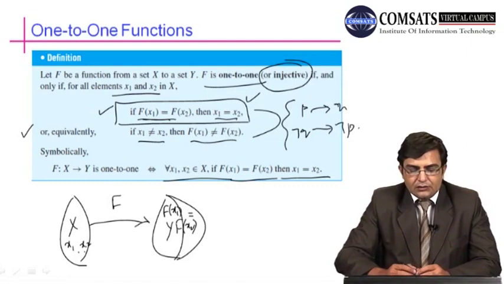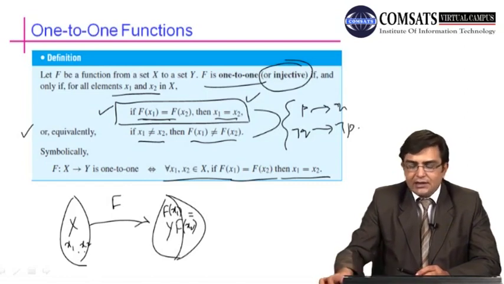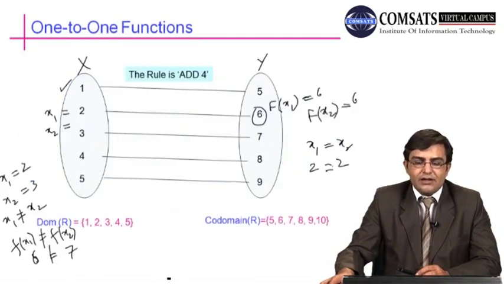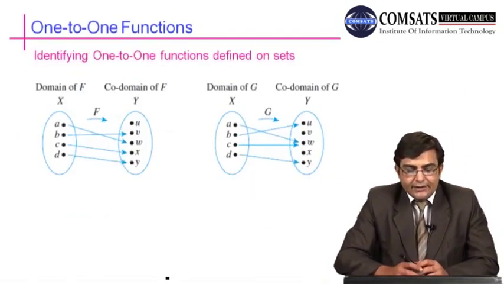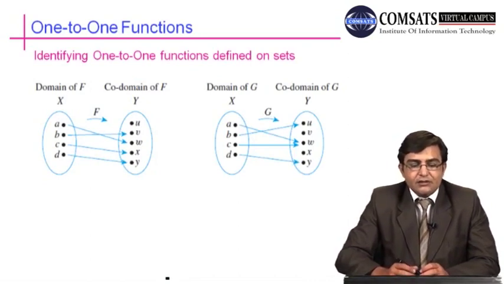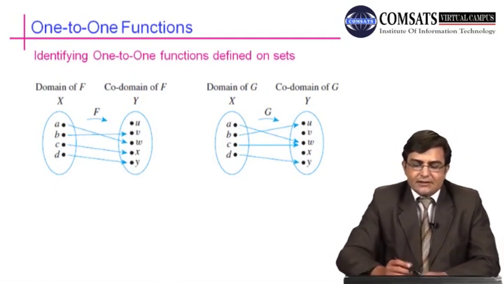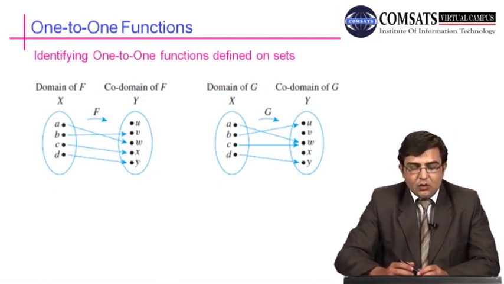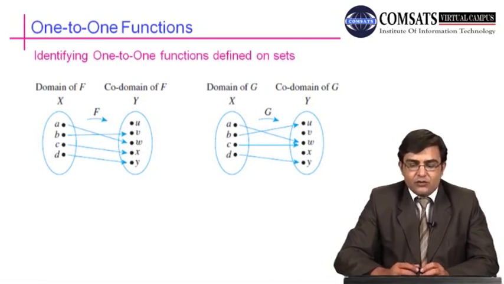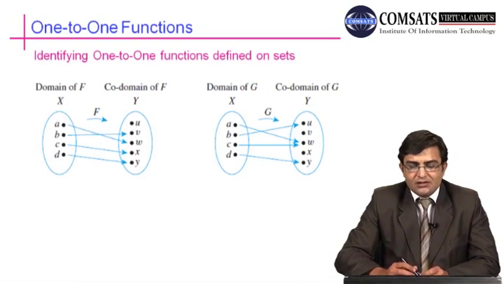Next we are going to discuss one-to-one functions with the help of examples, so that you can get the basic idea of what a one-to-one function is and how we can recognize and prove functions to be one-to-one. For example, we are given two arrow diagrams of functions. The first is this and the second is this, and we have to identify which arrow diagram represents a one-to-one function and which is not.